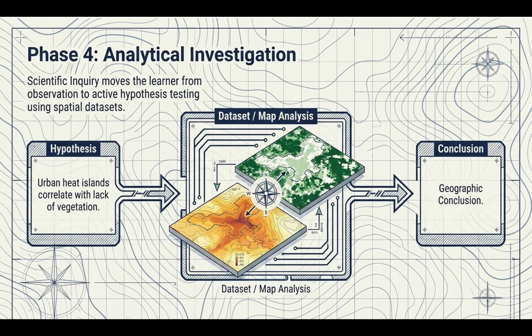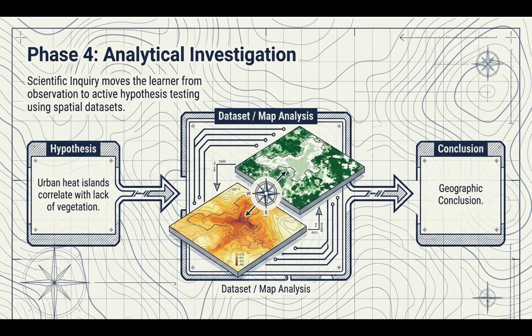The fourth phase applies the scientific inquiry model. Students formulate a geographical problem and develop a hypothesis that can be tested using spatial data. The example presented here concerns the urban heat island phenomenon. Students may develop the hypothesis that urban heat islands are associated with a lack of vegetation.